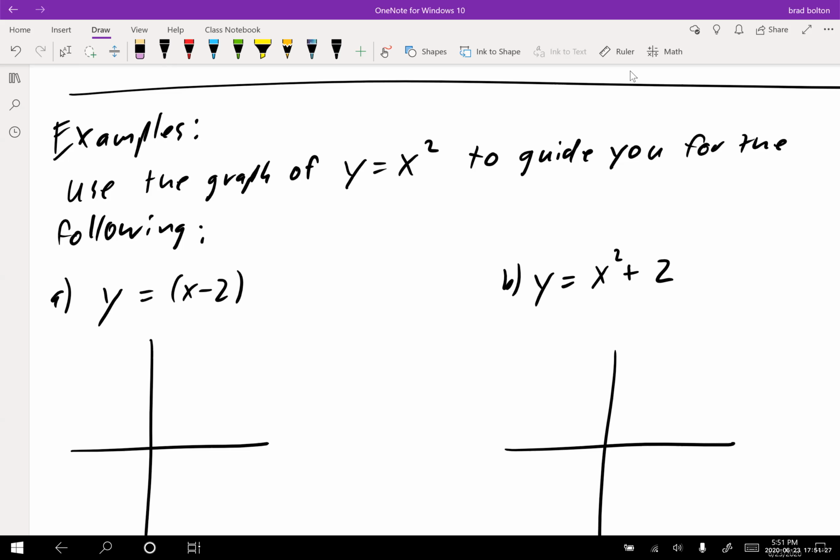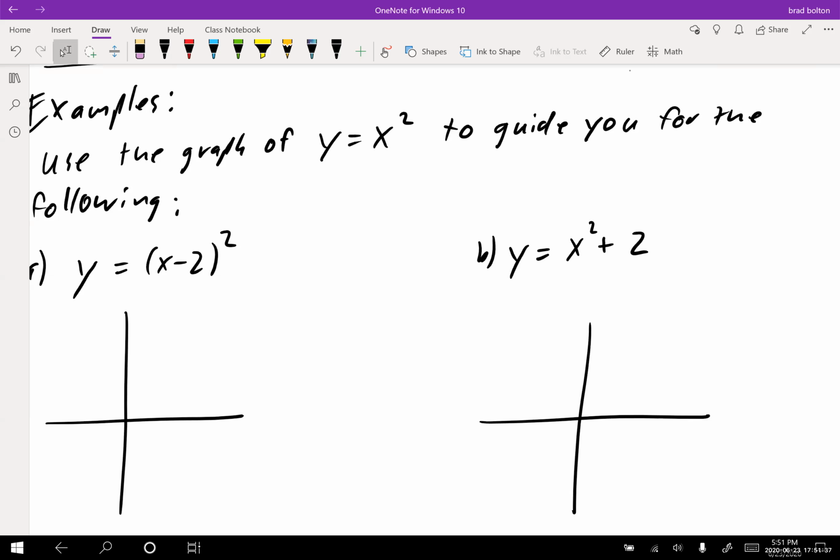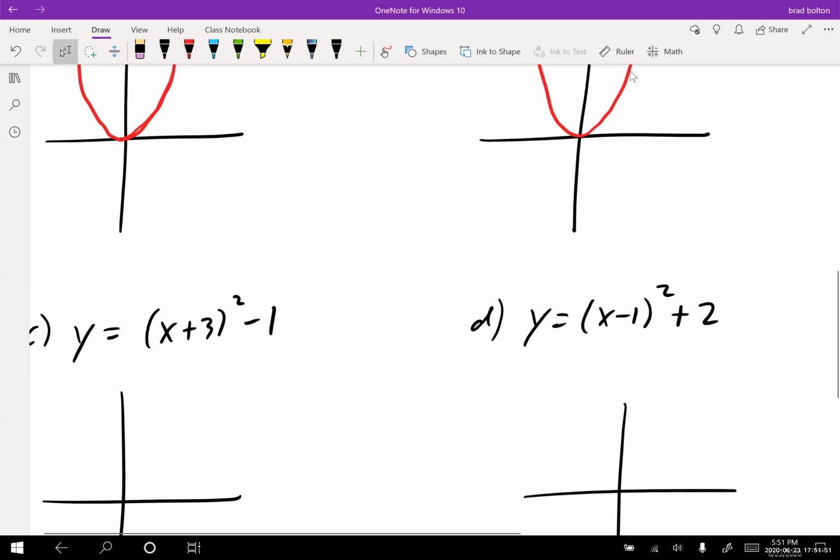Okay, so suppose we want to use the graph of y equals x squared to guide us for the following functions. In my mind, this is my guide function. I know that y equals x squared is this, right? That's the basic parabola. I kind of drew it badly, but you guys get the idea. For this problem, that's the basic parabola.